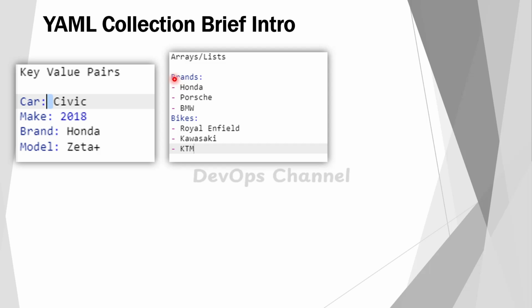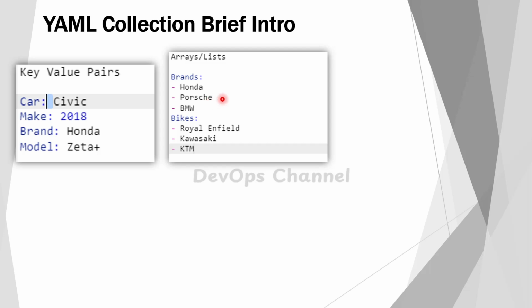Also, YAML is case sensitive. If you are giving brands here and accessing it by aliases, you should be careful about the casing. If you want to give a hyphen here, you can, and if you want to give the hyphen after two spaces, that is also fine. But all the items of the list should be aligned on the same line. If I am giving hyphen Honda, then the next item should be aligned the same way: hyphen Porsche.